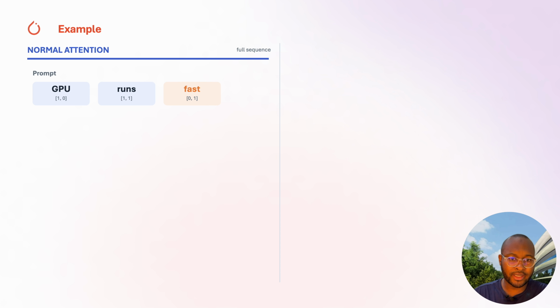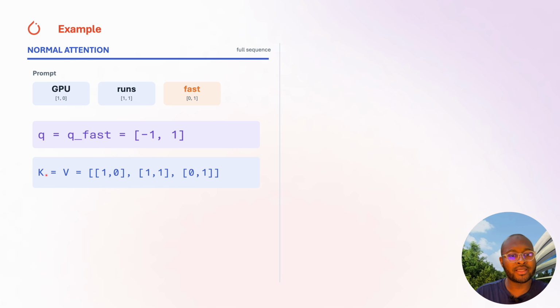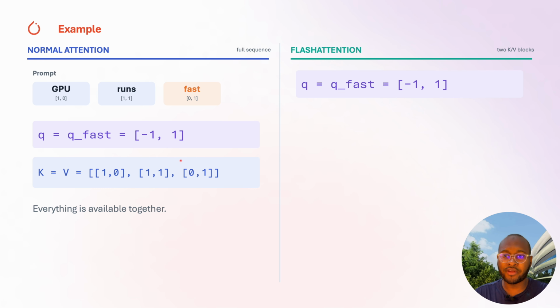In normal attention, this is the input, it takes in all of it. Let's say after multiplying by WQ, we get this: minus 1 and 1. And let's say K and V is this tensor, for all of our input. In normal attention, everything is available for us. Now let's see flash attention. Well, the Q for "fast" is going to be the same. After multiplying the representation of "fast" with WQ, we get minus 1 and 1, for example.